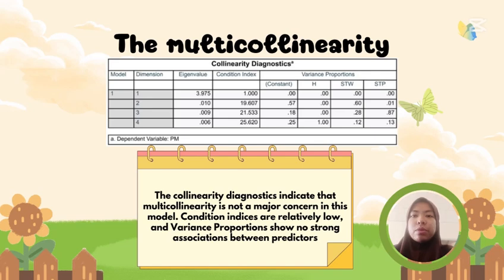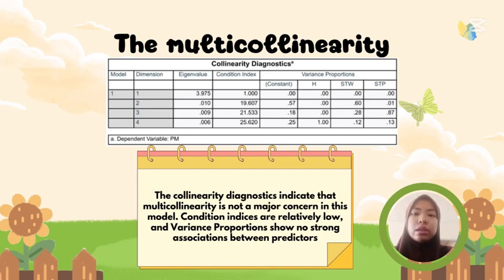Variance proportions show how much of the variance in each predictor is associated with different dimensions of collinearity. If a large proportion of a predictor's variance is associated with a single dimension, it suggests that this predictor is highly correlated with other predictors. In this table, we can see that no single predictor has a large proportion of its variance associated with any single dimension, further indicating that multicollinearity is not a significant issue. The collinearity diagnostic suggests that multicollinearity is not a major concern in our model.